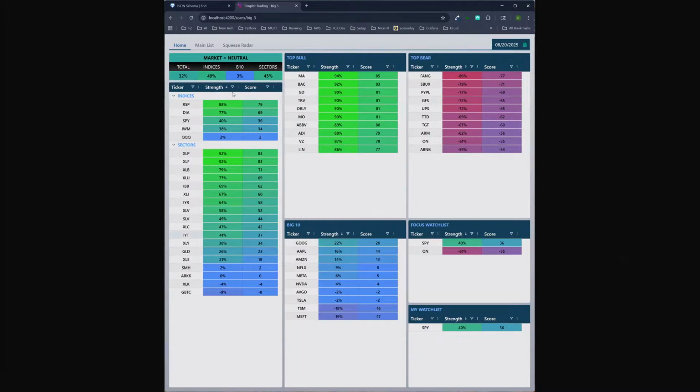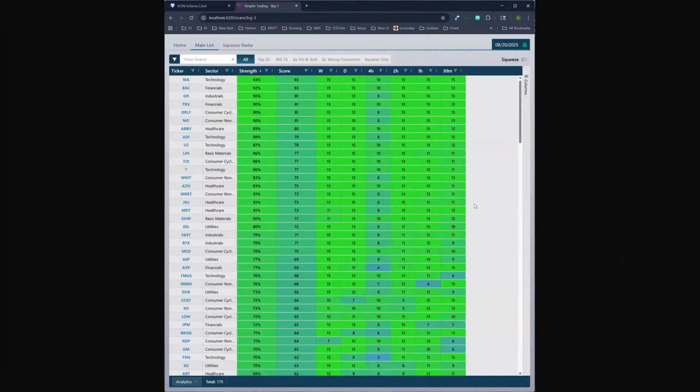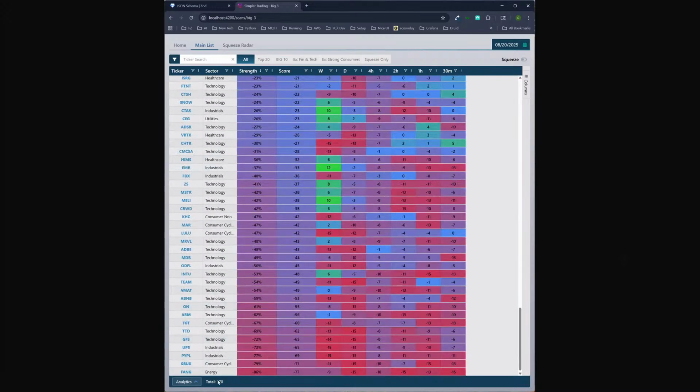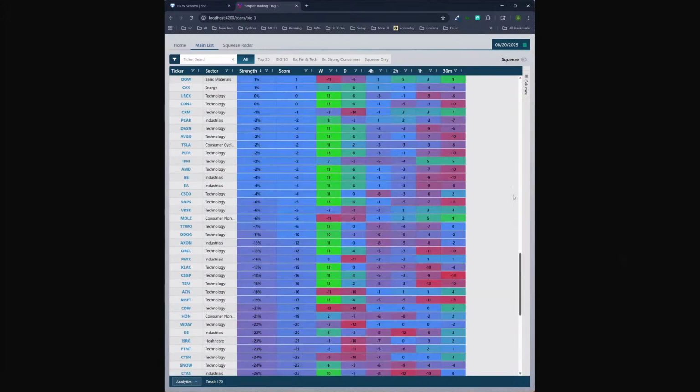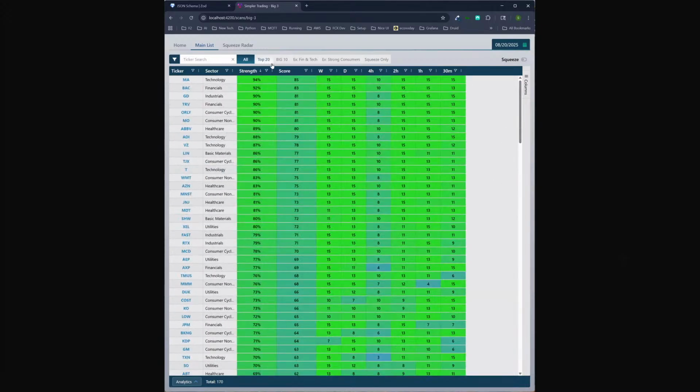So that's the home screen. Then we have the main list, and this is every ticker that we track, kind of exploded, showing all of the timeframes, right? And you can see it's 170 total right now that we're showing. We've added quick filters at the top here that, with the click of a button, you can change the content of the main list, right?